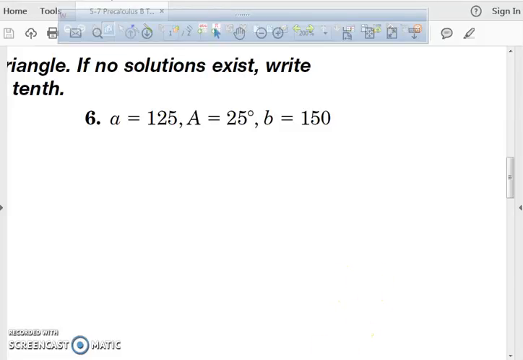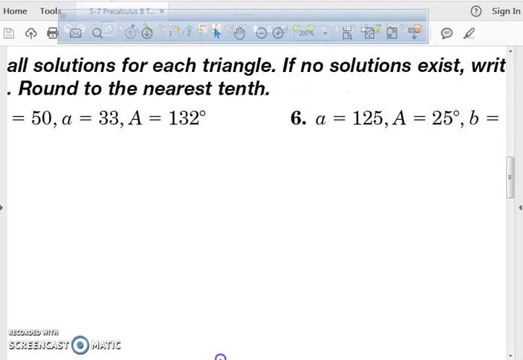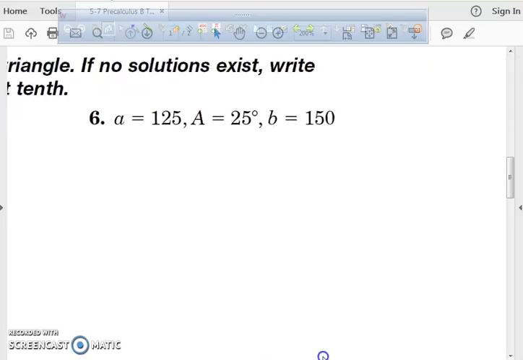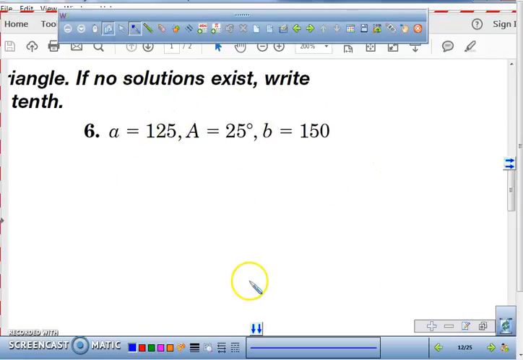Number 6 asks us to find all the solutions for each triangle. If no solutions exist, write none. Well, number 5 was none. But it says round to the nearest 10. You've got to figure out, first of all, do we have a certain number of solutions for this triangle? So right now, which case are we dealing with?